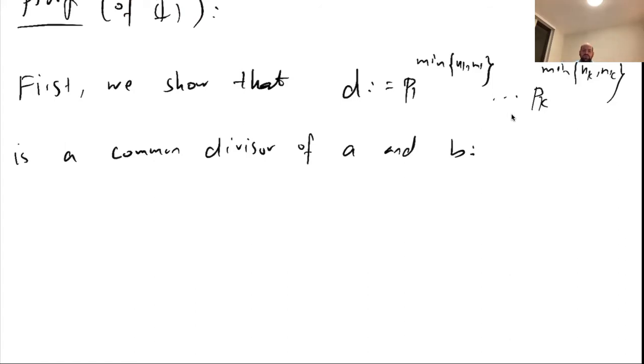So here, if I want to show that D is a divisor of A, I have to write A as D times some other number. And then that means D is a divisor of A. So A equals, okay, it seems that the screen is frozen. Maybe I can stop share. Let's share again.